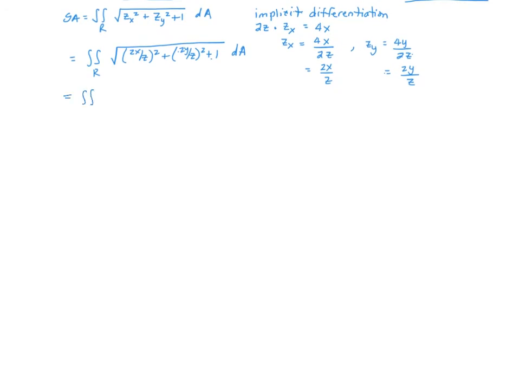And then that's going to be 4x squared over z squared plus 4y squared over z squared. Why don't I write that all together? 4x squared plus 4y squared over z squared plus 1, all underneath this square root. And then notice that z squared is just 2x squared plus 2y squared.